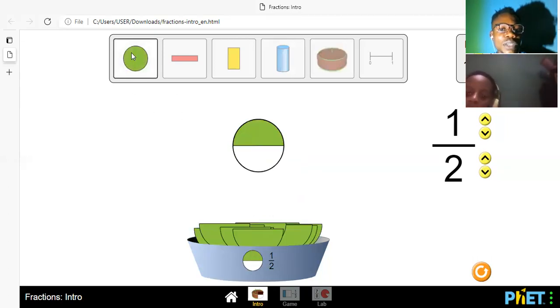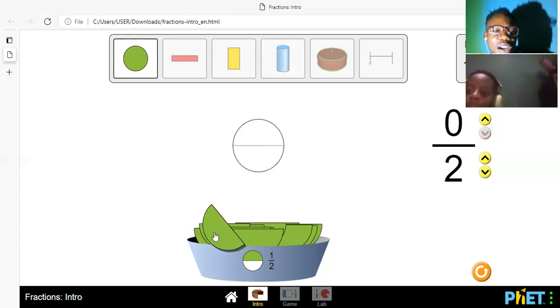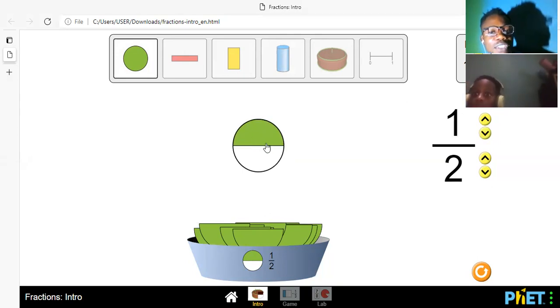Now we can do that to a circle too. Can you see? Half of a circle. Don't write on my board. If they ask you to draw your circle and paint half of it, you just paint this side. Can you see? So I just paint half of it.